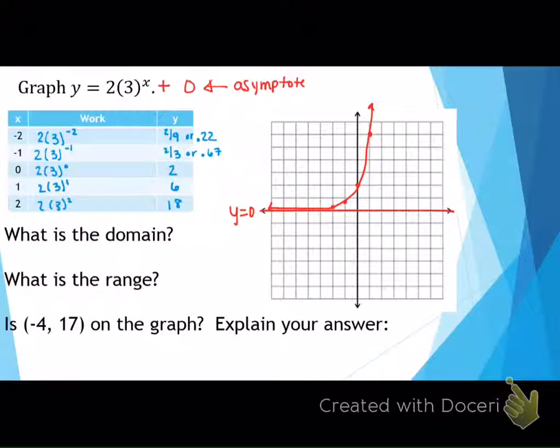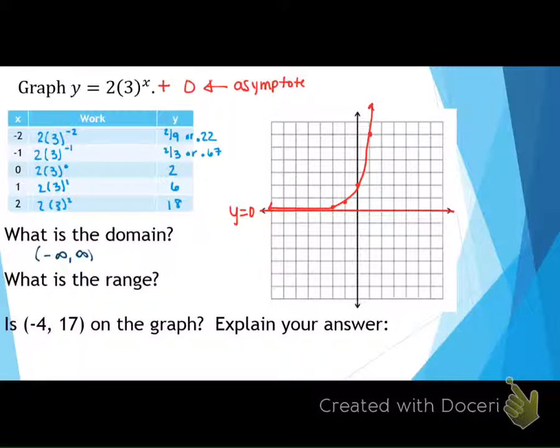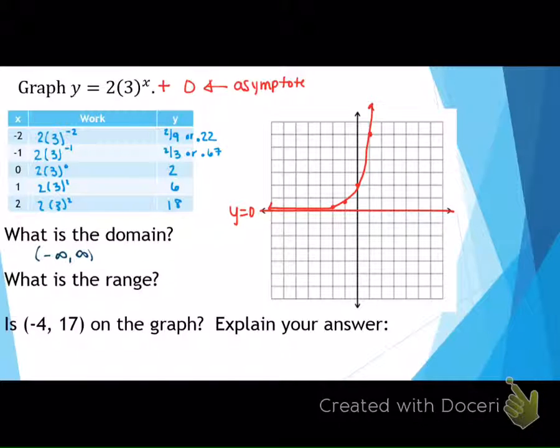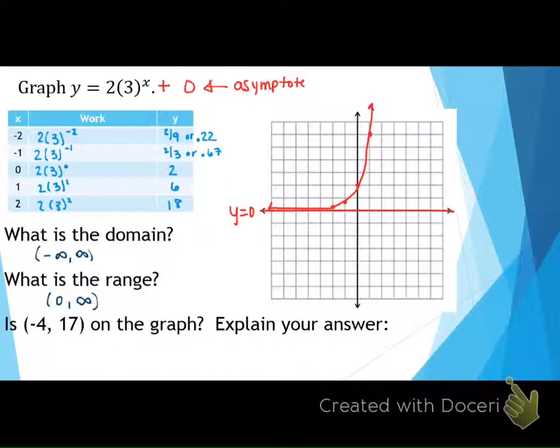Okay, what is the domain? It will always be -infinity to +infinity because it's always going to run from the left to the right. So that's always going to be the case. Jacqueline, what is my range? Yes, it will never cross your asymptote, so it will never go below the asymptote. We can't include our asymptote because it won't cross it. And it goes up forever.